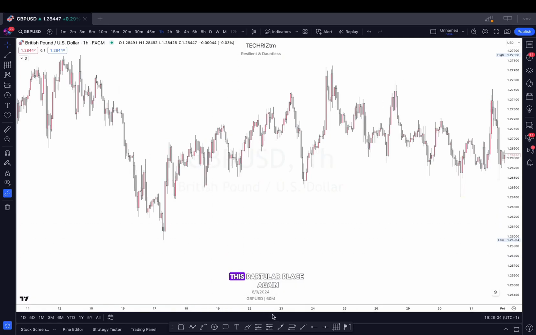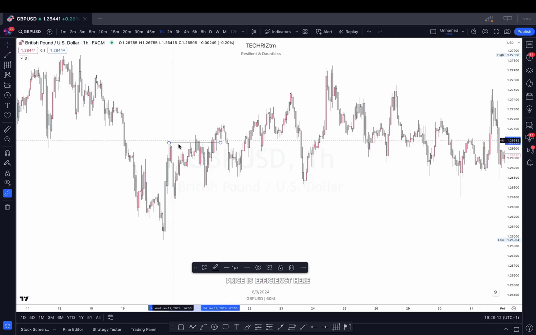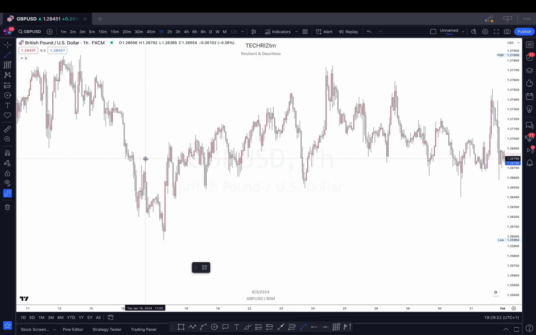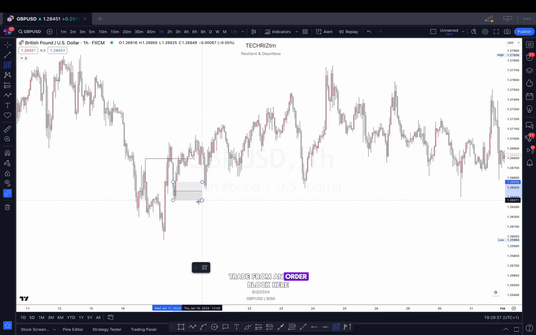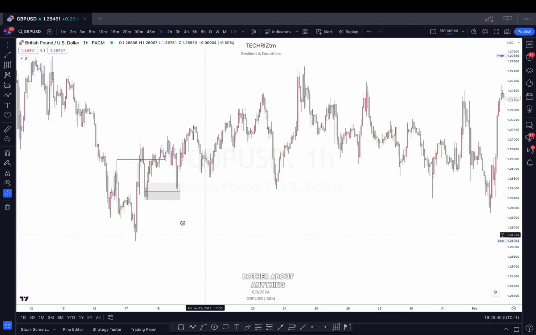So look at this particular place again, especially in trends. You're going to spot them where the trend is prominent. Price is efficient here because it broke out, came again inside the demand zone and went out. Okay, let's start from here. Price is efficient here because what happened? Price broke this out, came back into the demand zone and went up again, made this whole place efficient. So meaning that price can actually trade from another block here comfortably without having to bother about anything.